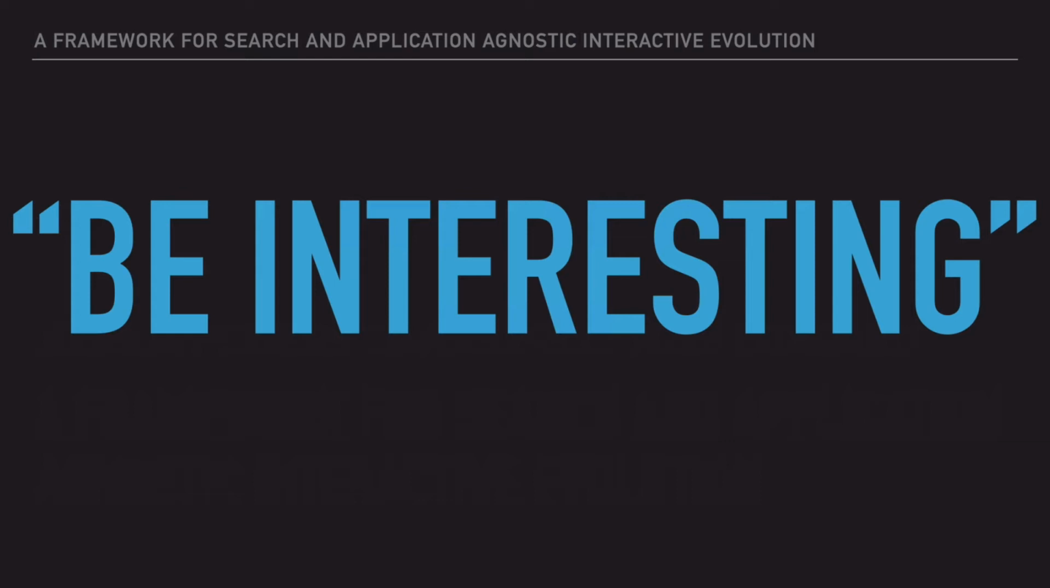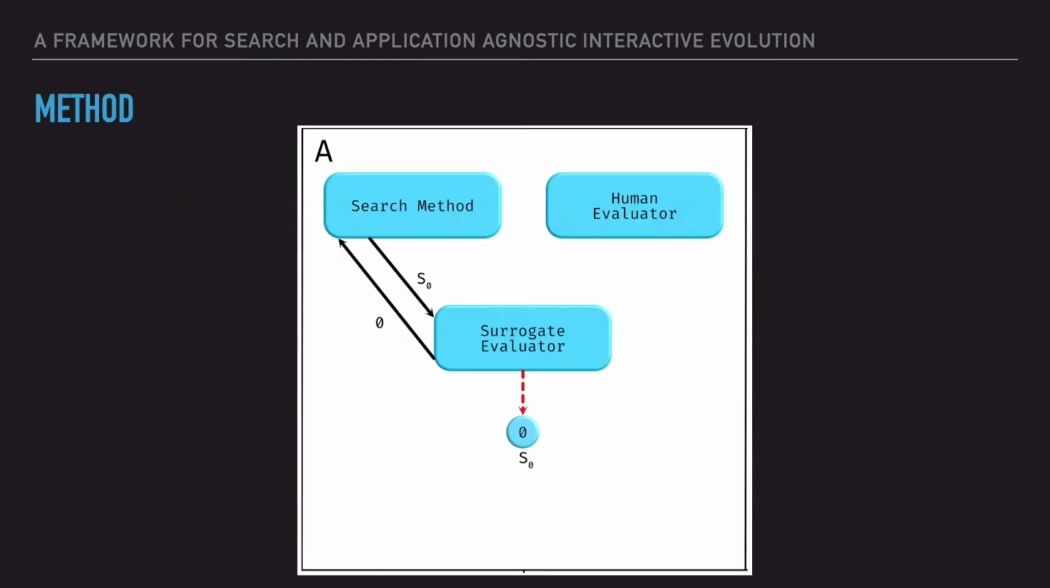Let me show you how it works. First, our search method, like in standard optimization, proposes a candidate solution to a surrogate evaluator. Since this is the first solution, it will be placed at the head of a binary tree with value 0. This value is then returned to the search method.